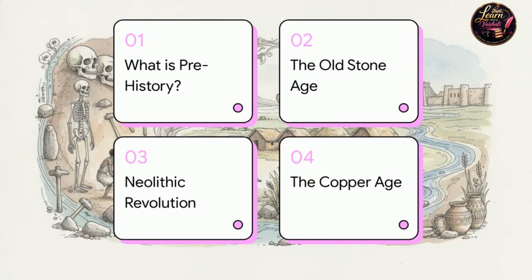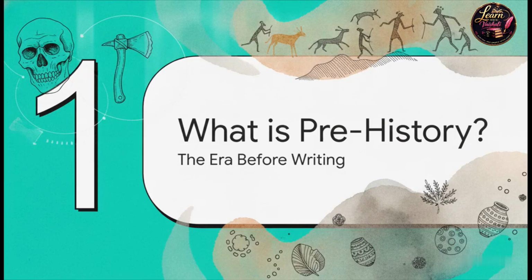Here is our roadmap for the Explainer. First up, we'll define exactly what prehistory is. Then we'll look at the Old Stone Age, followed by the massive shift of the Neolithic Revolution, and finally we'll wrap up with the Copper Age. Part 1. What is prehistory?